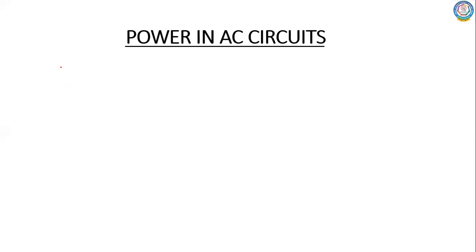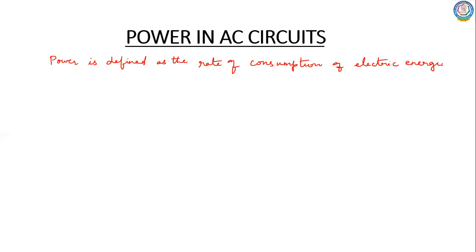So what is power? Now the definition for power is, it is defined as the rate of consumption of electric energy. So how do you consume electric energy in a particular circuit? That is defined as power. Okay? So simply in a formula we can give power is nothing but it is the product of voltage and current. You would have read this in your lower classes. We have the formula for power as voltage into current.